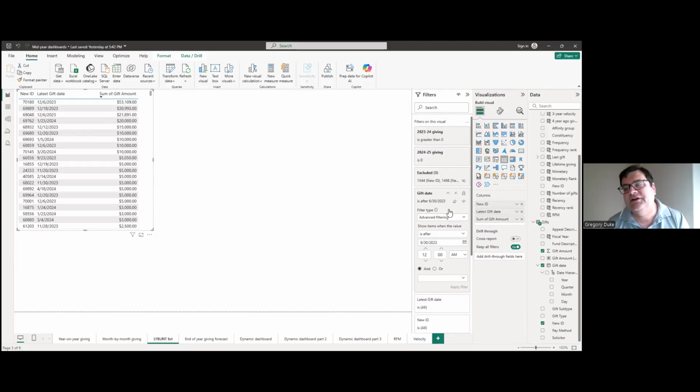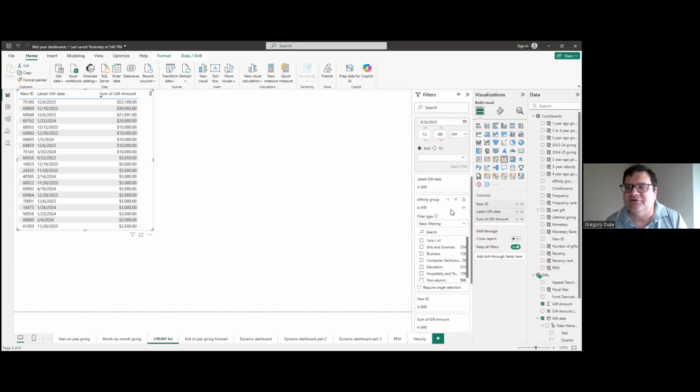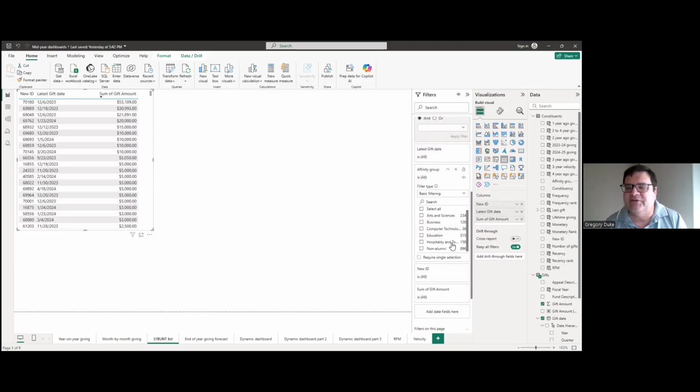So if we filter for gift date after this period, we know this is last year's giving, since they have not yet given in 2024, 2025. We can also add a few other things. We can say, okay, I only want to see one affinity group, for example. So in this case, affinity group, some of the colleges, and these are fake, by the way, I just added these.